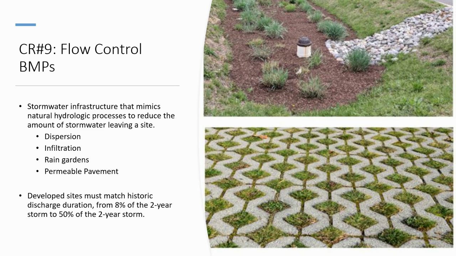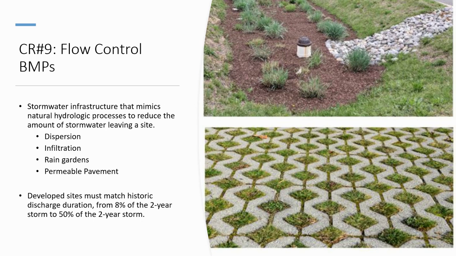Last week, we also reviewed flow control BMPs, also referred to as Low Impact Development, or LID BMPs. Flow control BMPs are stormwater infrastructure that mimic natural hydrologic processes, dispersing, infiltrating, or otherwise reducing the amount of stormwater runoff from a developed site.